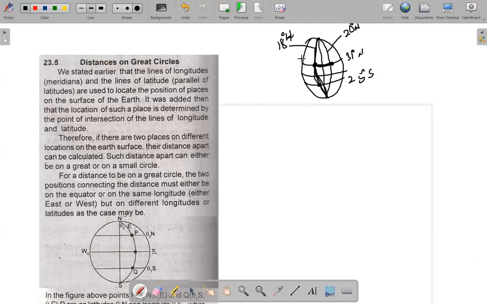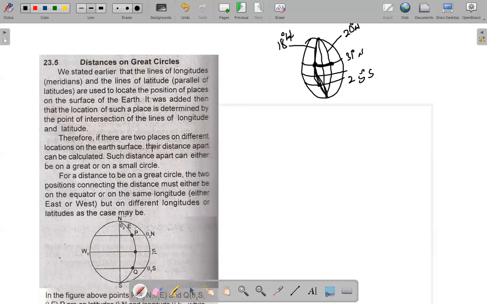On the other hand, if they are on any other latitude apart from the equator, they are on a small circle. So let me read from the book. It said, just added, that the location of such a place is determined by the point of intersection of the lines of longitude and latitude. That is, where latitude and longitude meet gives you the location of a place.